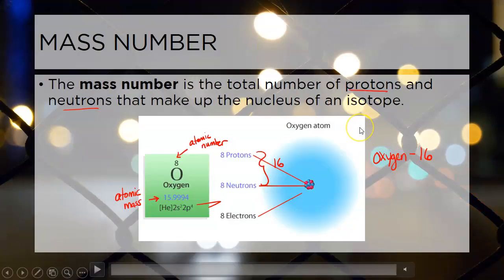Any questions on that? So we have the oxygen with the 8 protons. This particular isotope of oxygen has 8 neutrons, making its mass number 16. And then 8 electrons. We know it's got 8 electrons because it's neutral, and the protons and the electrons are going to have to cancel each other out.